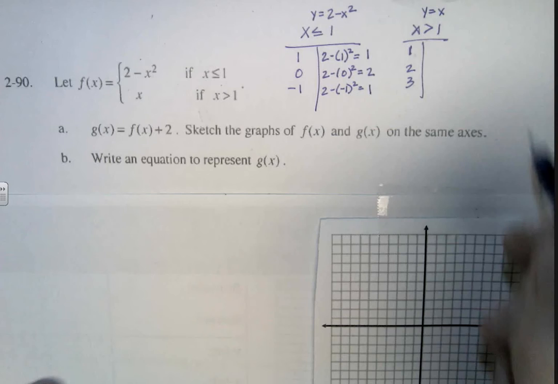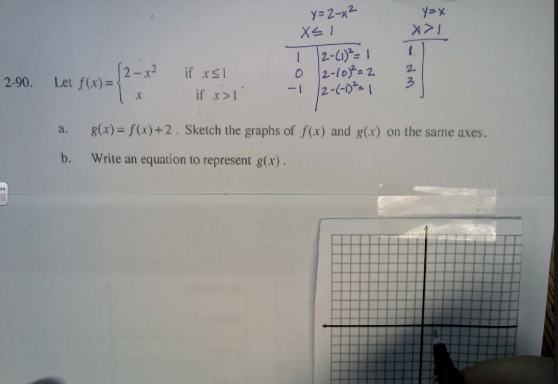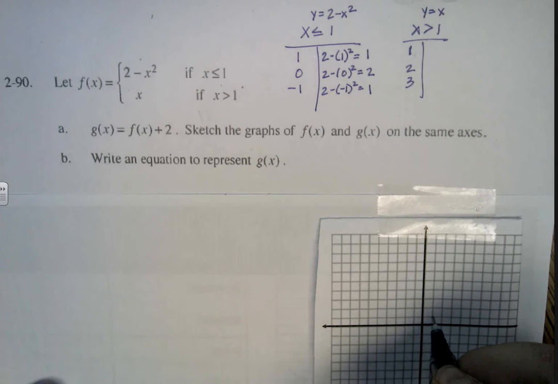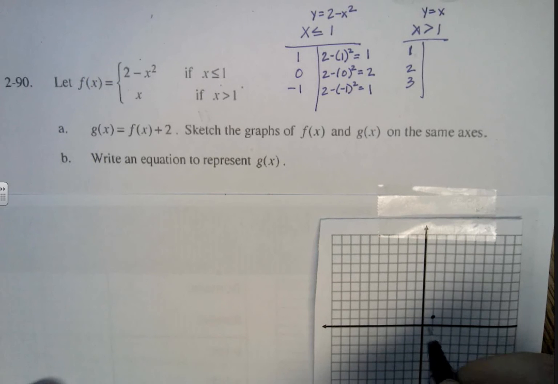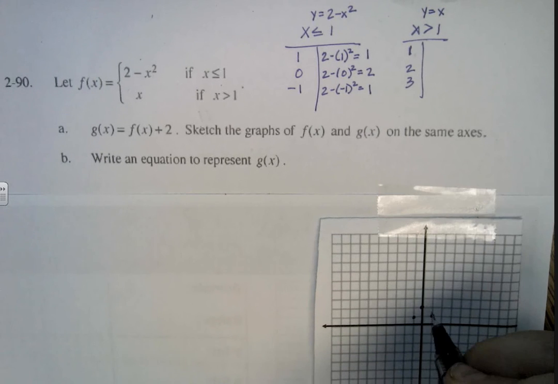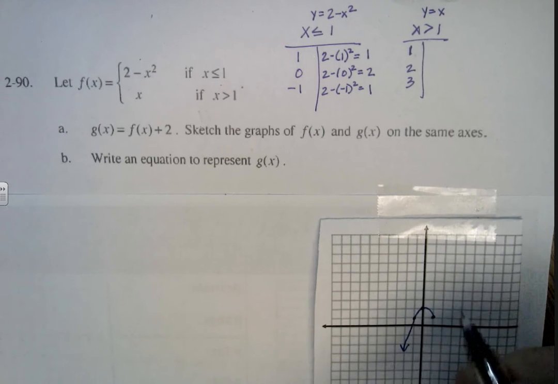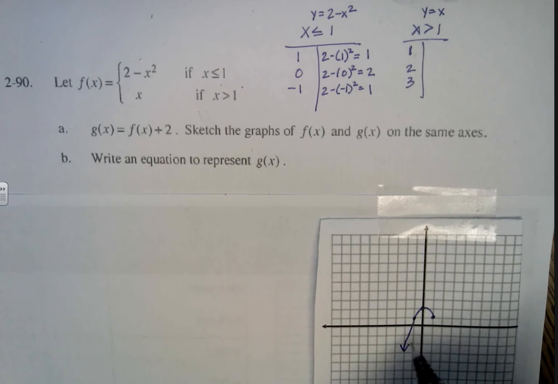So I have a parabola, and I'm going to plot those points. So I have 1, 1, I have 0, 2, and I have negative 1, 1. And so I should be able to recognize that this is going to be an upside down parabola. And you could definitely plot more points so that you have a more accurate graph.